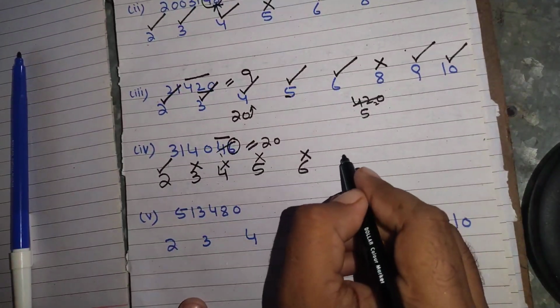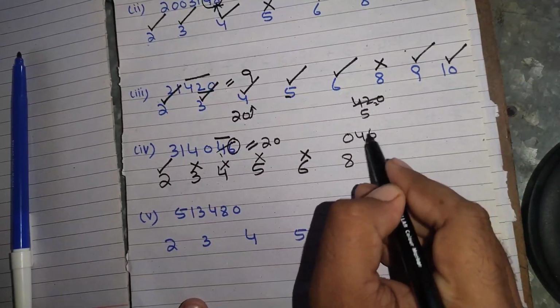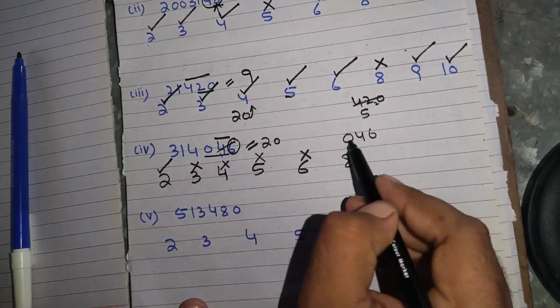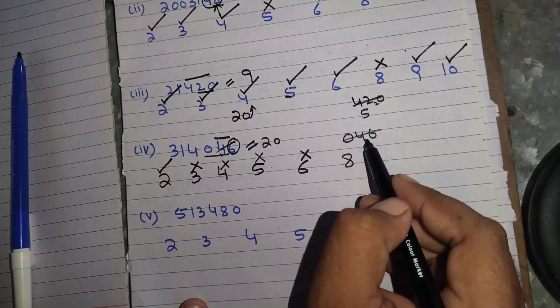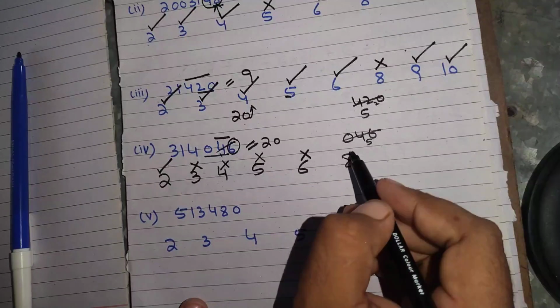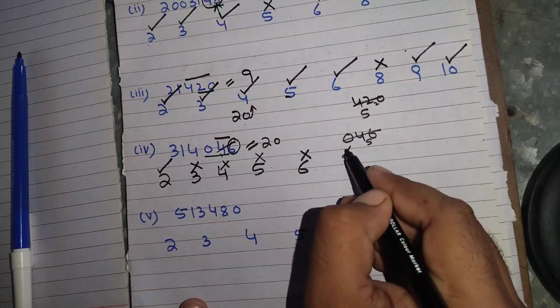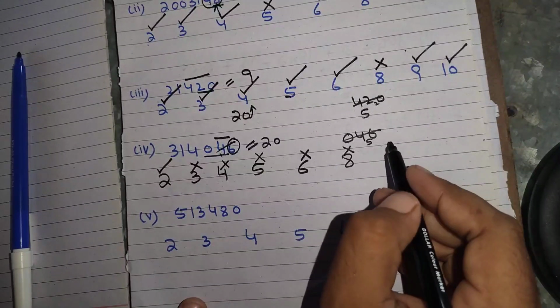So come to the 8, for the last 3 numbers. Here the last 3 numbers are 0 4 6. Here we check 5 at the 40, which means the remainder remains, so we put the cross.